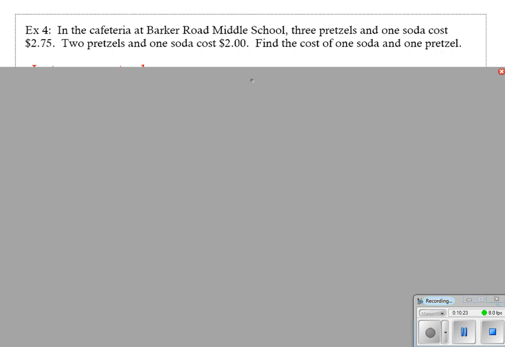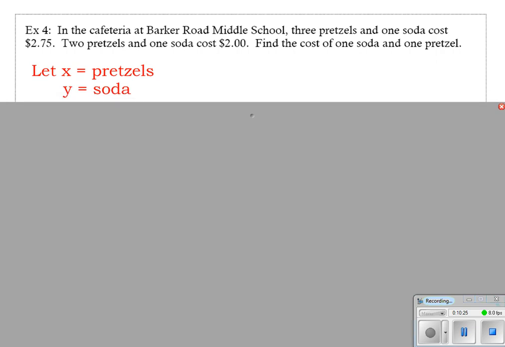And on example 4, we're talking about pretzels and soda. Same type of problem again. They're very similar. I have 3 pretzels and I've labeled my pretzels in my let statement to be X, and my soda, which I have 1 of, is going to be Y. Take a moment and see if you can set up the word problem. The 2 equations.